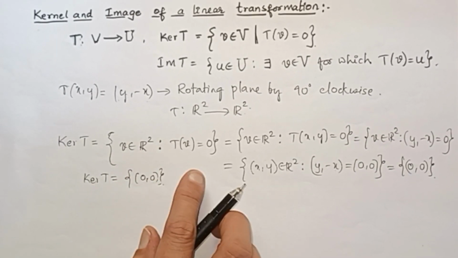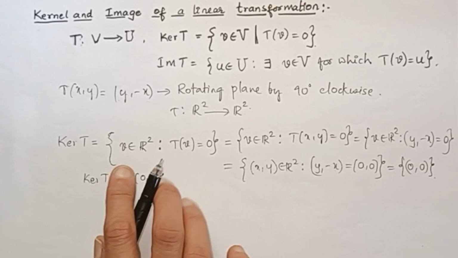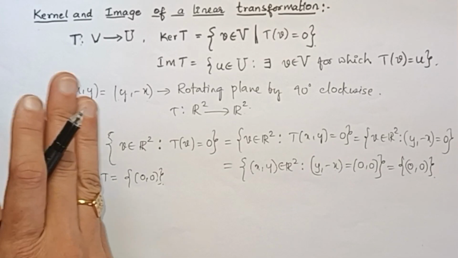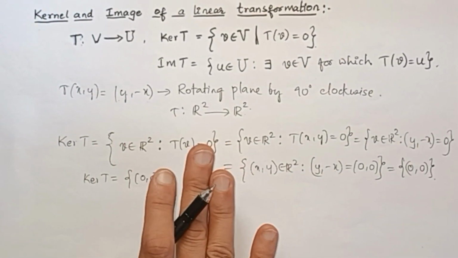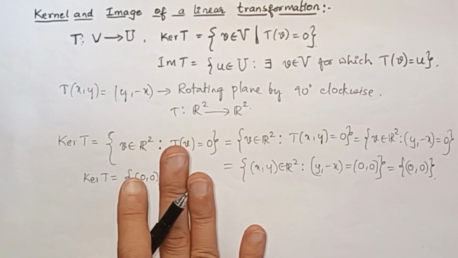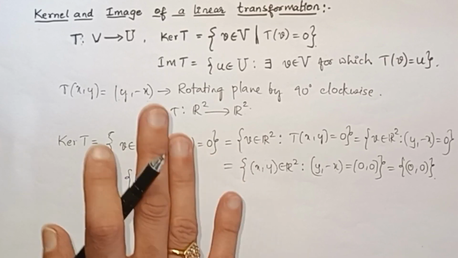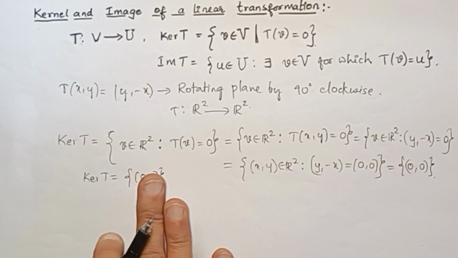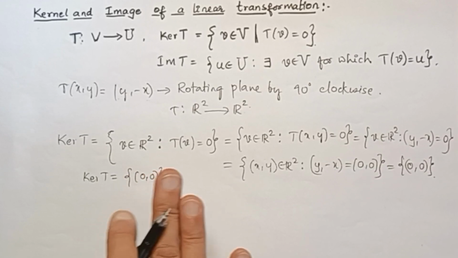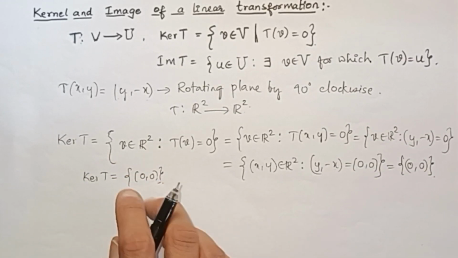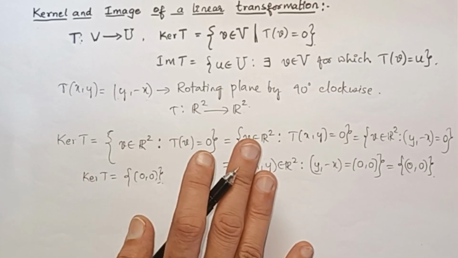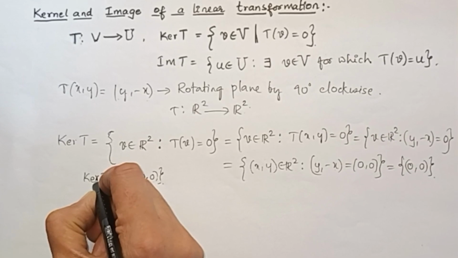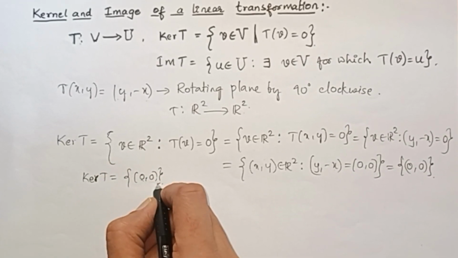The kernel of any linear transformation is always non-empty because the 0 element of the first vector space should go to the 0 element of the second vector space as per the definition of linear transformation. But this transformation has only the 0 vector as its element in the kernel, means only the 0 vector gets mapped to 0, no other vector. So kernel of T equal to the set containing only 0 comma 0.